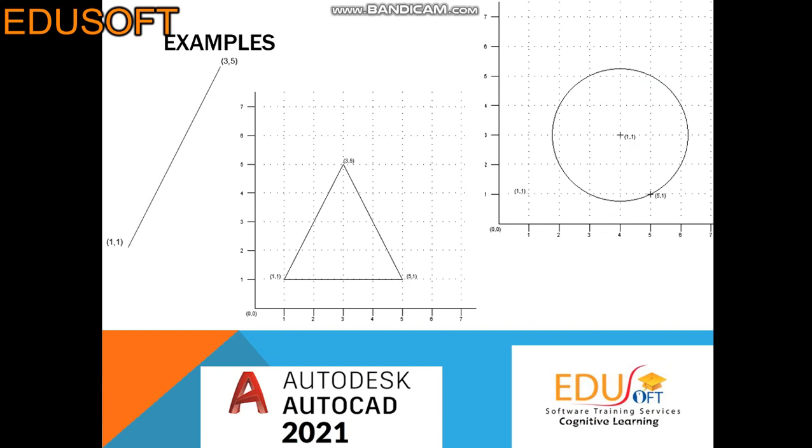The first example is a line with x and y coordinate values. The second one is a triangle. All the vertices have x and y coordinate values. The next one is a circle with the center and a tangent. Therefore, if we know the x and y coordinates of the geometric shapes which we are going to draw, we will see how it can be drawn in our AutoCAD file.